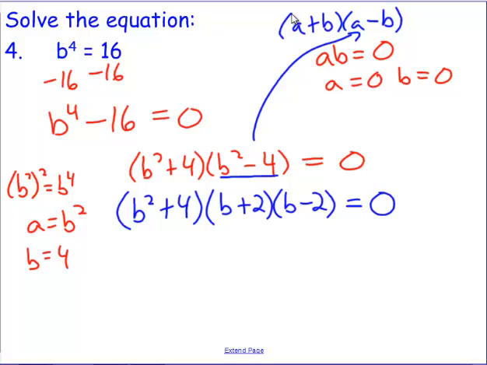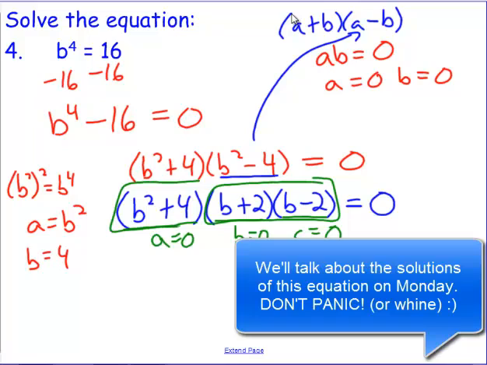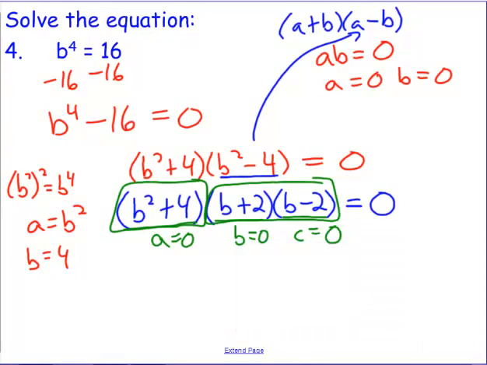I think you can see clearly how you would then solve this. Notice we have a times b times c equals 0. That means this has to equal 0, this has to equal 0, or this has to equal 0. I think you can solve these last two very straightforward. We'll talk a little bit in class on Monday as far as how we would solve that and what would end up happening with that situation and what that means when we're solving quadratic equations down the road in Algebra 2.